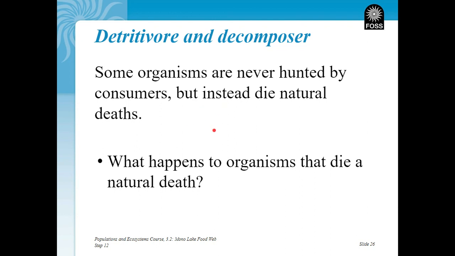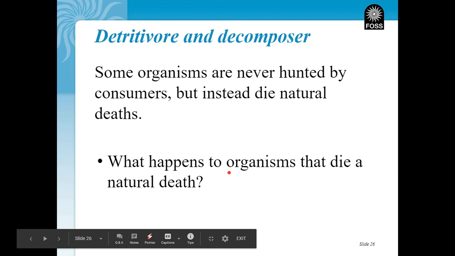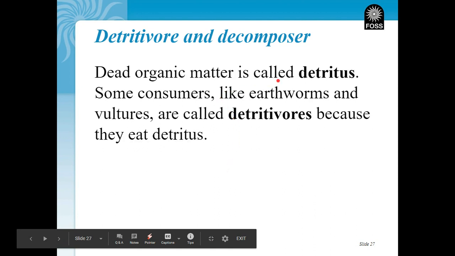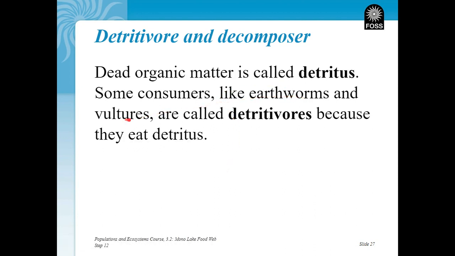If you look at your food web, you should have at least one organism that doesn't get eaten by anybody, but it does die eventually. So what happens to it? If you think about it, there are other organisms like earthworms and vultures and these gross critters that can come along and eat the dead organic matter. So something doesn't get eaten by another organism directly. Once it dies and starts to be eaten when it's dead, we call that detritus. So there are some organisms like earthworms and vultures that eat, we call them detritivores. They eat dead stuff, kind of gross.